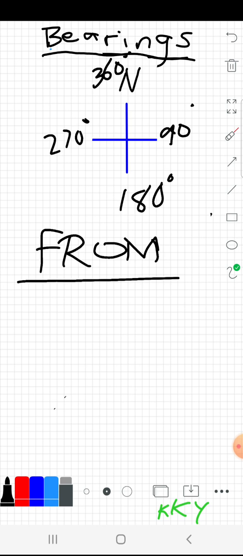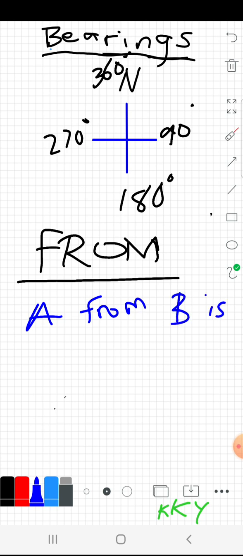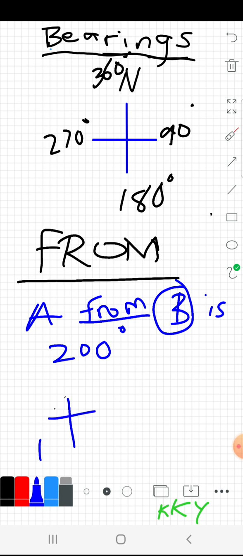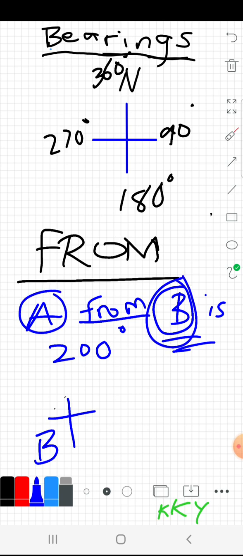So, for instance, a question says that the bearing of A from B is 200 degrees, for instance. It means that when I want to answer this question, I have to ask myself from where? It says from B. So, whatever I'm starting with has to be B. I have to start from B because it says from B. It means if I have to locate A, I have to go to B first of all and then turn 200 degrees. Okay, let me show you what I'm saying practically.